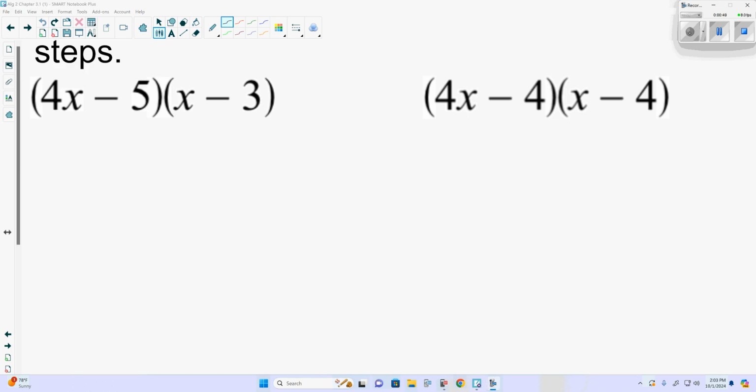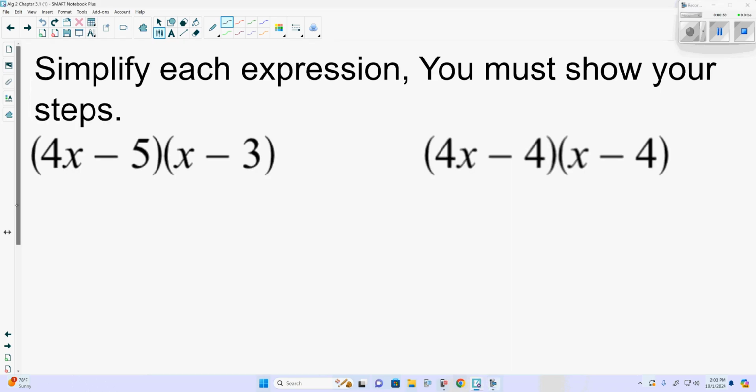Chapter 3 is quadratics. So we're still dealing with quadratics, or ax squared plus bx plus c. Now the first thing we're going to start talking about is factoring. Y'all have done some factoring. Factoring is really the reverse of the distributive property.